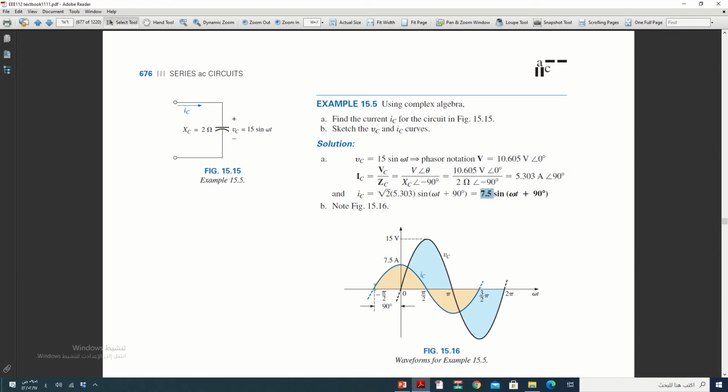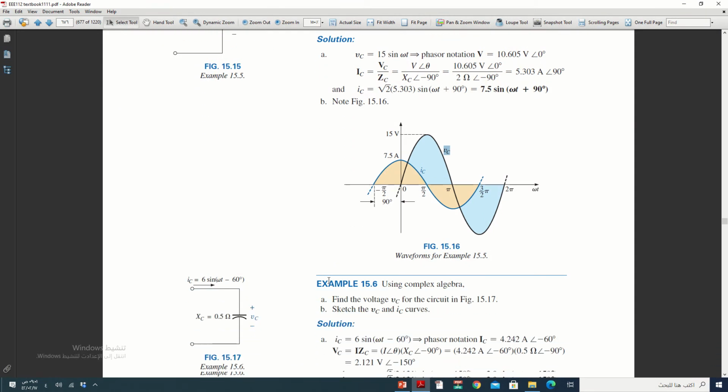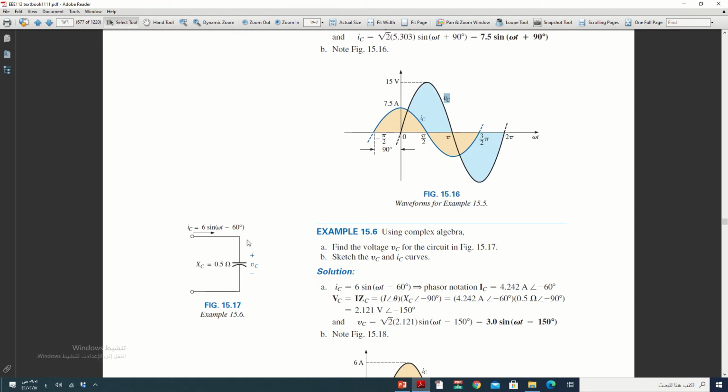See here, the current starts from minus 90 and reaches 0. Then the voltage starts from 0 and reaches 0. This means the current IC leads VC by 90 degrees, since it is a pure capacitive element. Also here is another example, but with a shift. Try to solve. Here the current starts from 60, theta is 60.